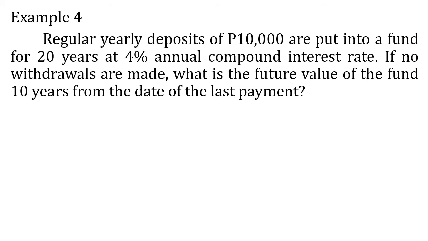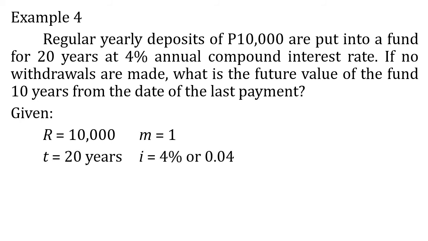Another example, regular yearly deposits of 10,000 are put into a fund for 20 years at 4% annual compound interest rate. If no withdrawals are made, what is the future value of the fund 10 years from the date of the last payment? So list the given first. R is equal to 10,000. The compounding period is annually, so M is equal to 1. Time is 20 years. The interest is 4% or 0.04. The period of deferral is 10 years because it is 10 years from the date of the last payment.